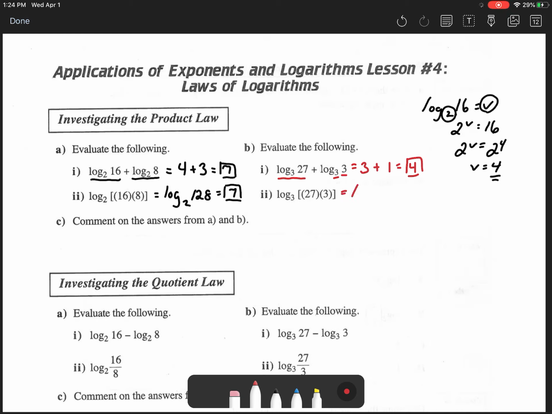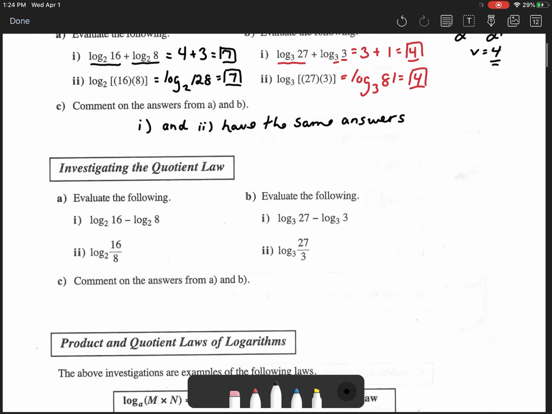In the question just below it, log base 3 of 27 times 3, well, that's the same as 81, and that will also be a value of 4. 3 to the exponent of 4 is equal to 81. And then real simply in part C, comment on your answers from A and B. Well, you can say I and double I, okay, have the same answers, or the answers are the same, however you want to word that so it makes sense to you moving forward.